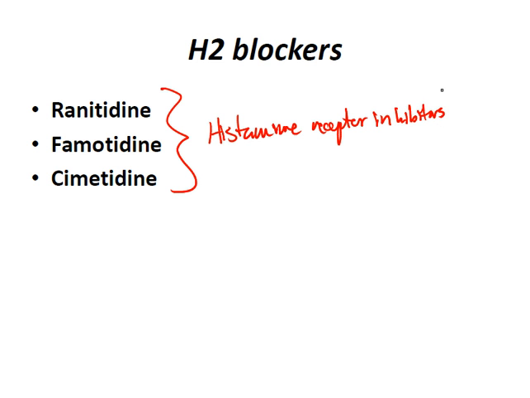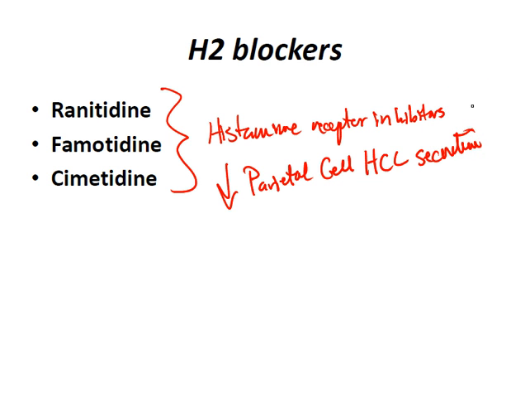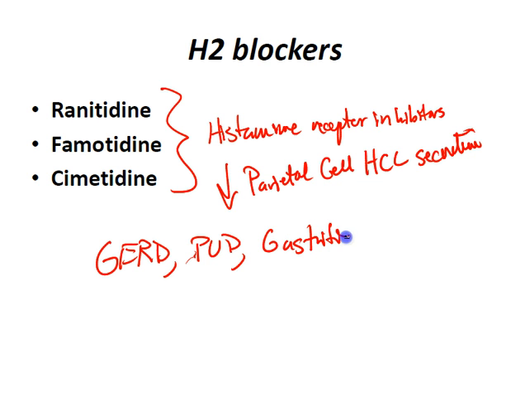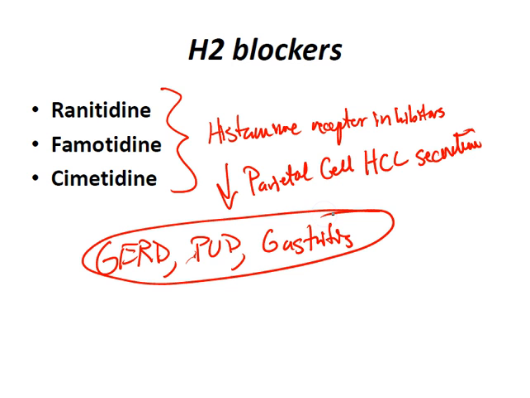So what does that mean? What is that going to do? If I inhibit your histamine receptors, you're going to decrease parietal cell HCl secretion. So who would these three drugs be good for? People with GERD, peptic ulcer disease, or gastritis. Those three diseases right there is when you want to think about using an H2 blocker on the USMLE.